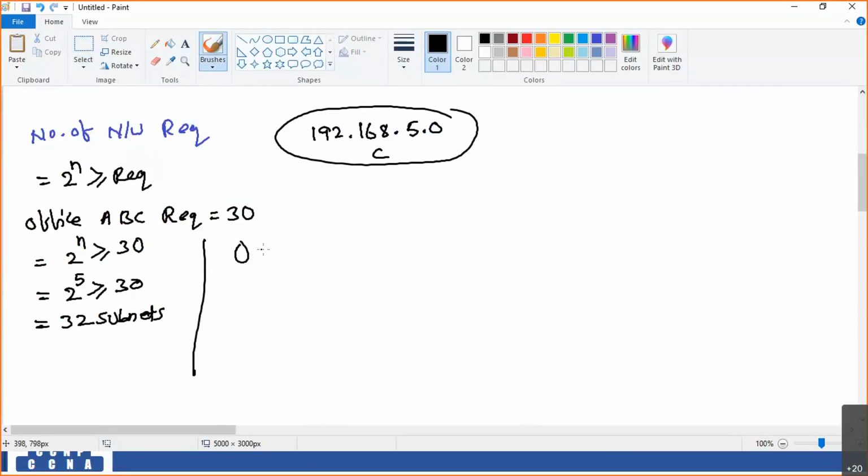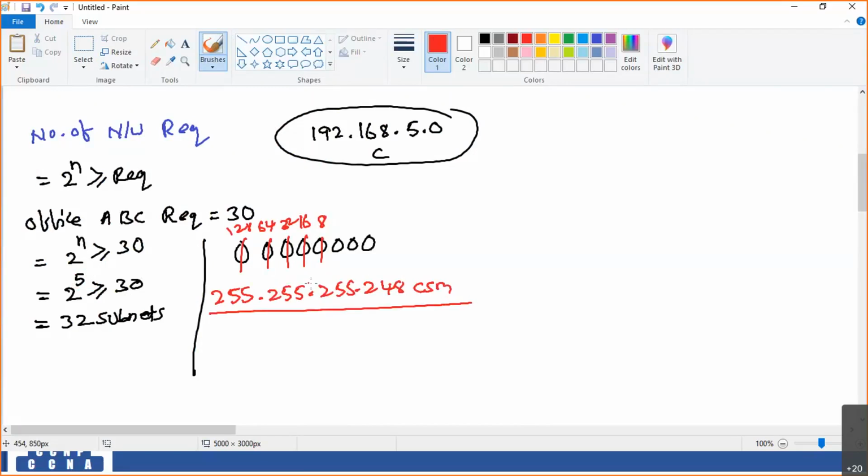So conversion: 1, 2, 3, 4, 5, 6, 7, 8. How many bits need to be converted? 5 bits. So 128, 64, 32, 16, 8. What is the value you get? 248. So 255.255.255.248 is the CSM, customized subnet mask.